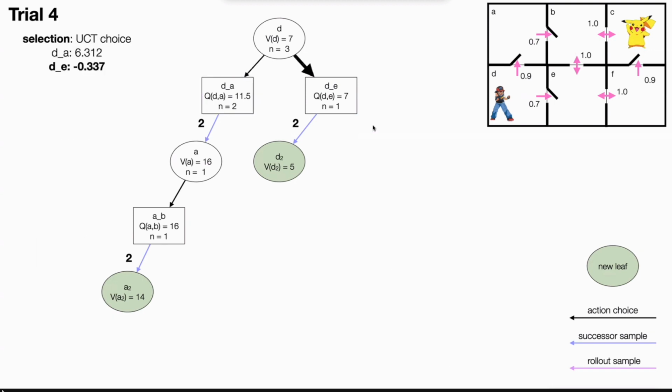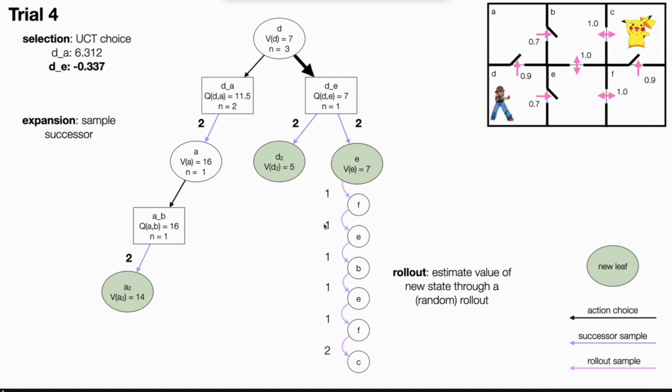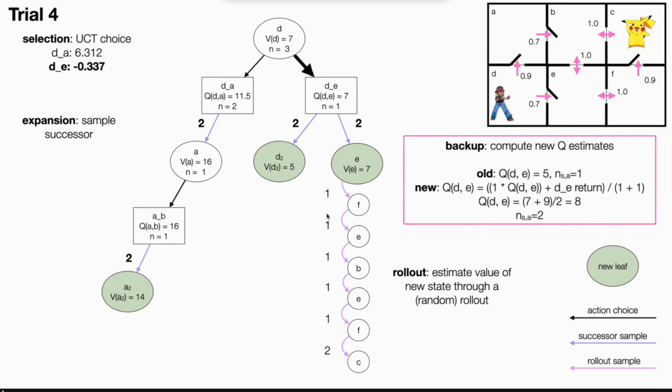Right, trial 4. Now we're going to choose to go down this route because this looks a lot cheaper. It looks cheaper because we've visited it one time fewer and because the Q value is lower. Sample and outcome. Here we sample E. We take a rollout. Again, it's not a particularly great one, cost of 7. We back up the values. Those values are incorrect. There should be a 7 there, not a 5.